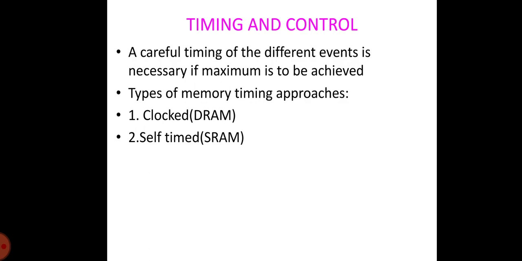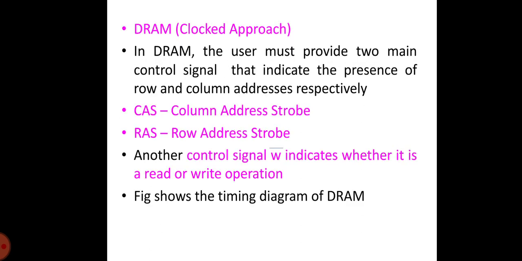Over time, a number of different memory timing approaches have emerged that can be largely classified as clocked and self-timed. Clocked is used for DRAM and self-timed is used for SRAM. Now let us see the DRAM approach, that is the clocked approach.